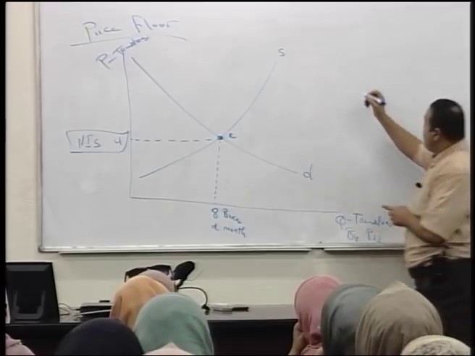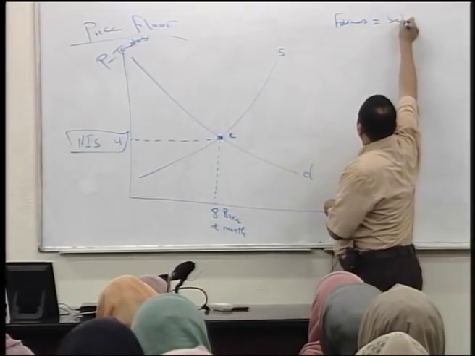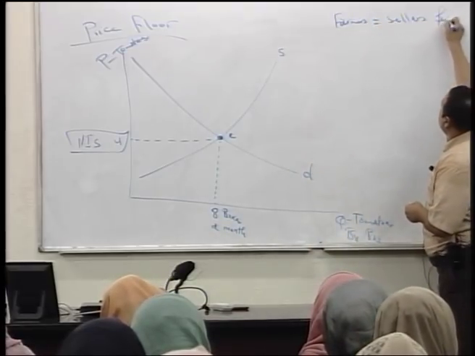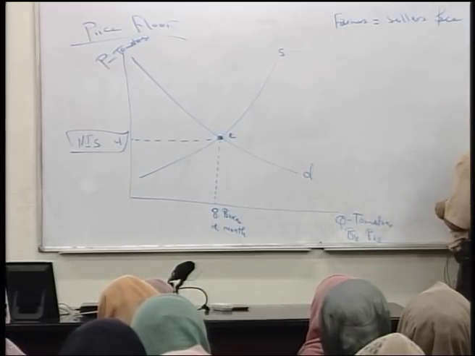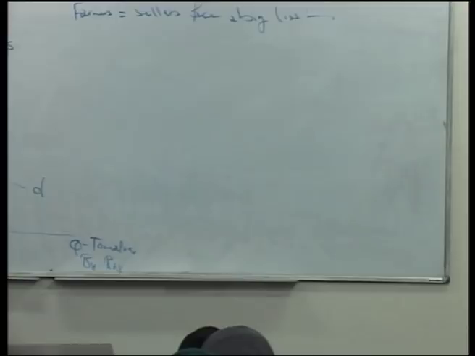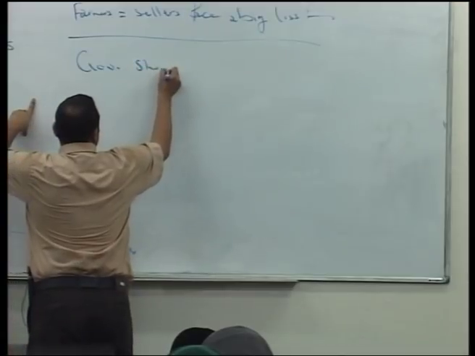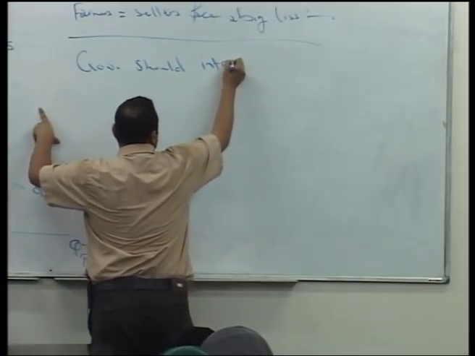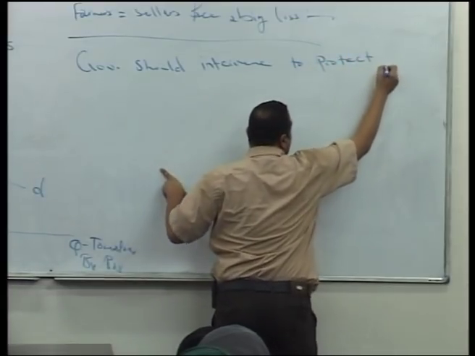So here the farmers, the sellers, face big loss. The government should intervene to protect whom? To protect the sellers. So the government should intervene to protect whom? Sellers.